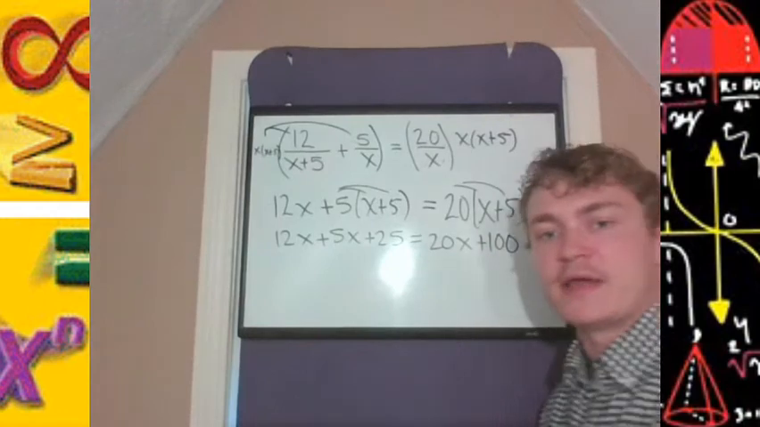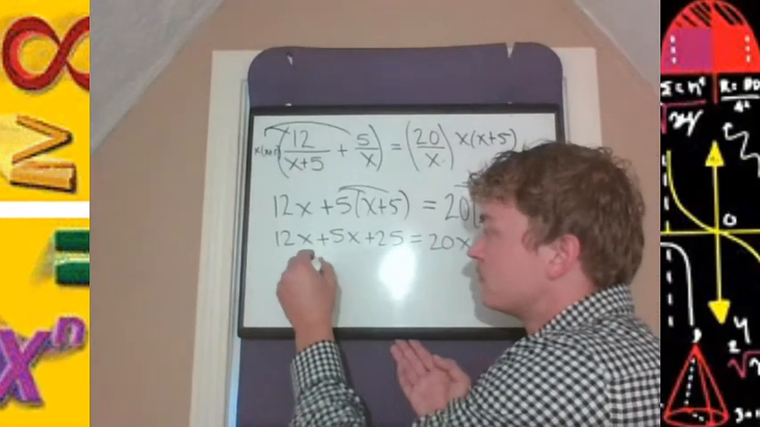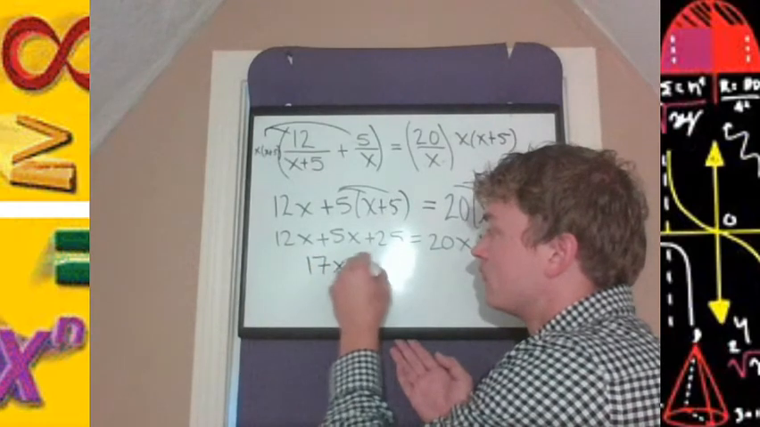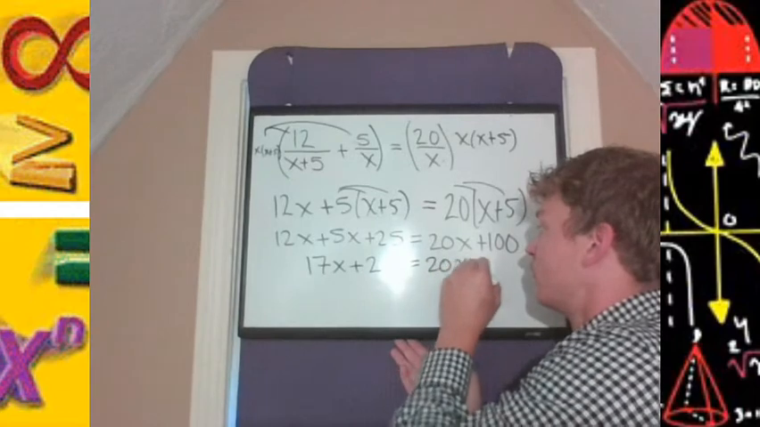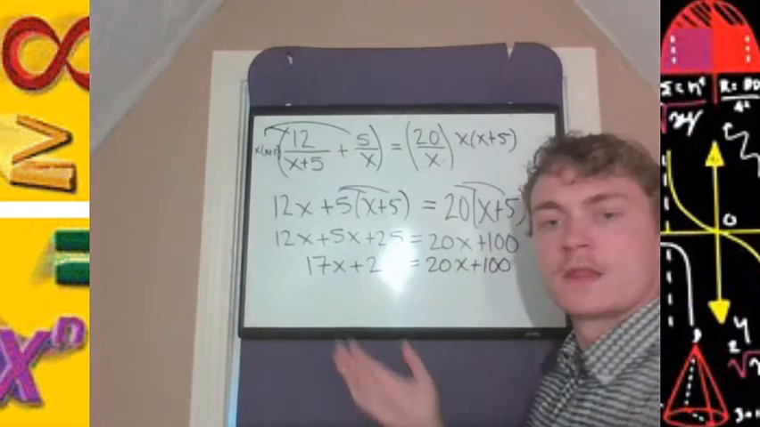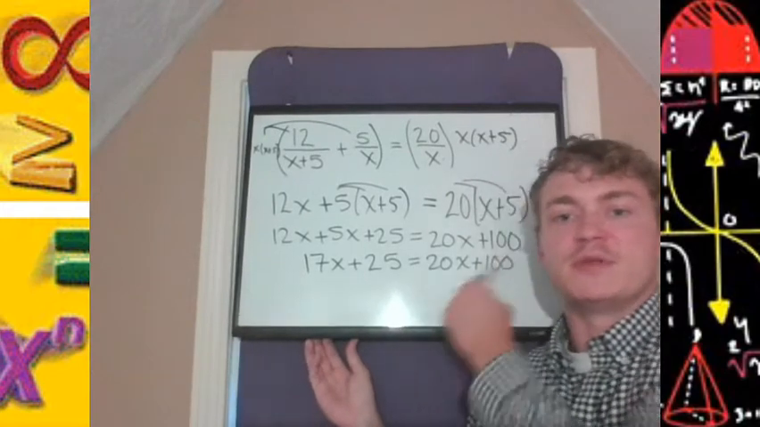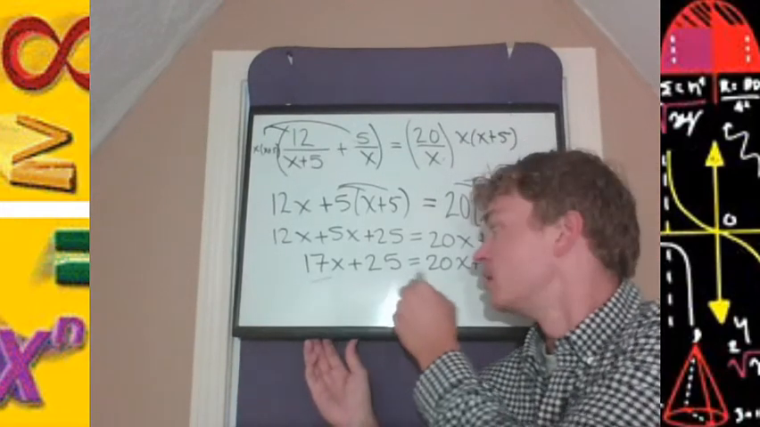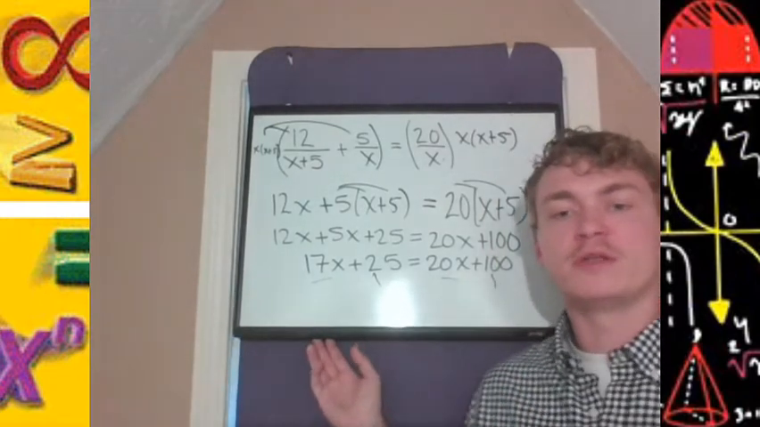So on the left-hand side, we have three terms that we can reduce down. 12x plus 5x. So think about it like this: ax plus b equals cx plus d. The variable terms we will want to combine together. The constant terms we will want to combine together.